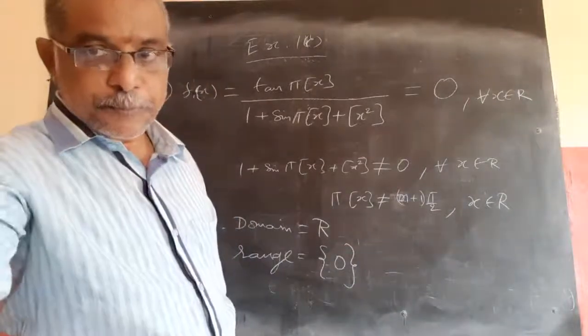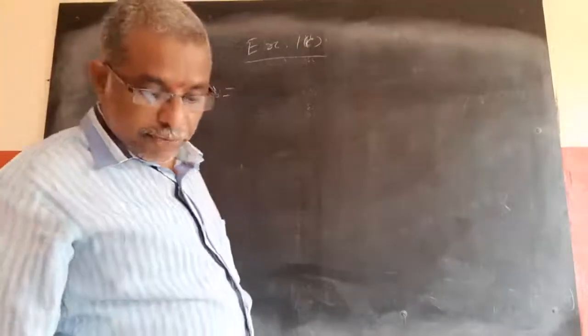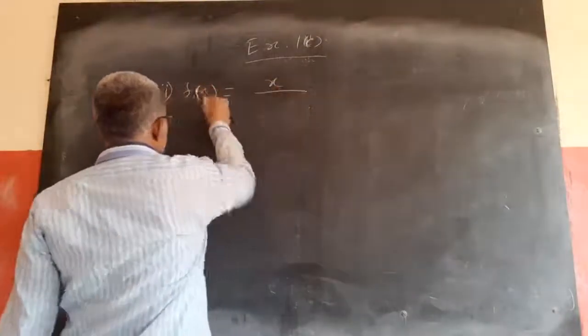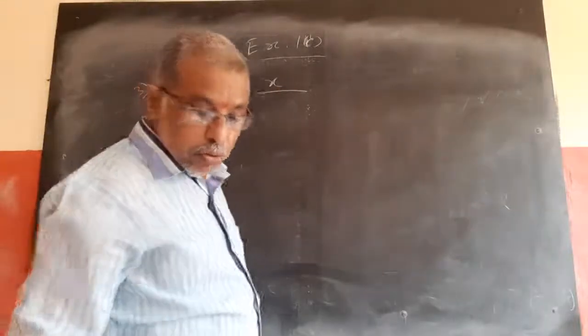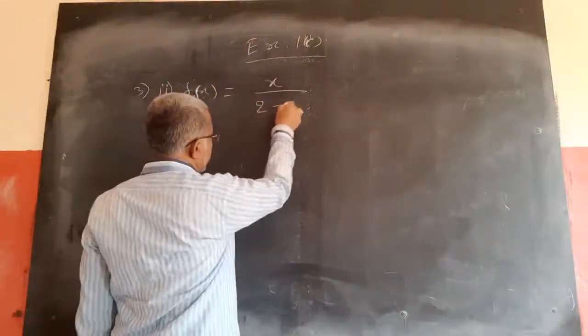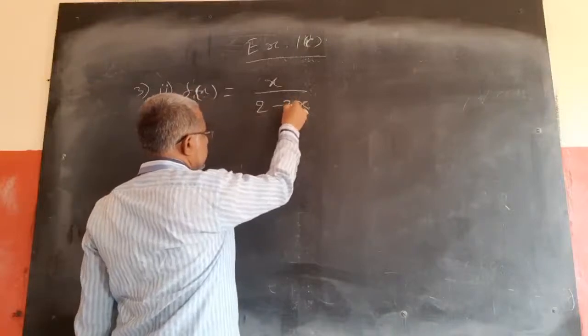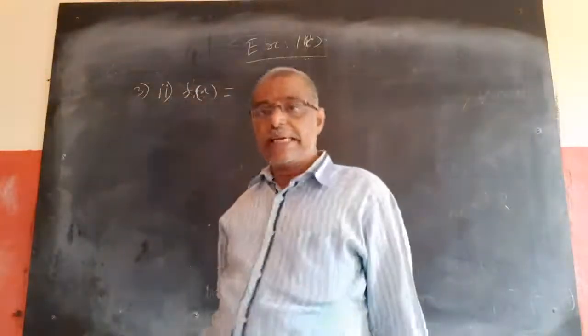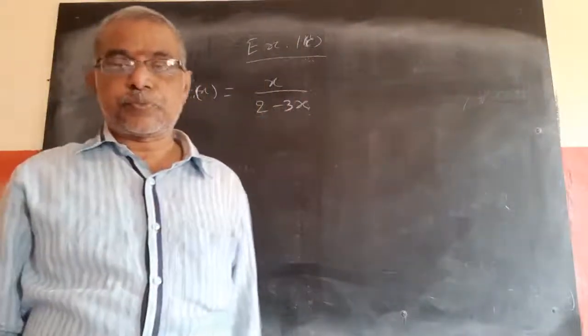Next, second bit. f of x equal to x by 2 minus 3x.